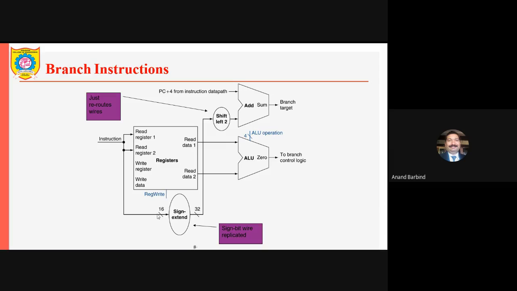This 16-bit number is converted to a 32-bit number, and as discussed, it is shifted by 2 bits so that it is multiplied by 4, and that number will be added to PC plus 4 by this adder, and that address will be given to the PC, that is the program counter. So like this, the next instruction will be fetched not from the next memory location, but after skipping a certain number of instructions.